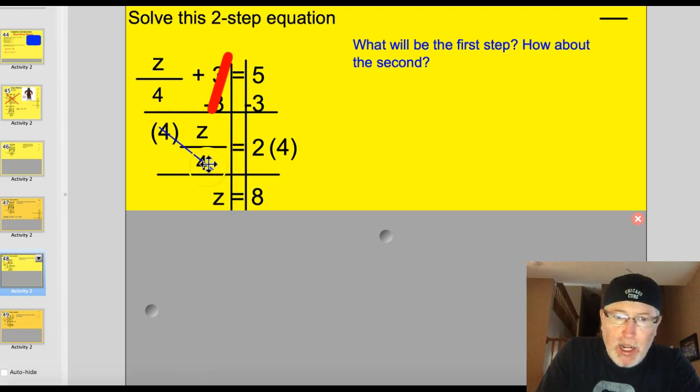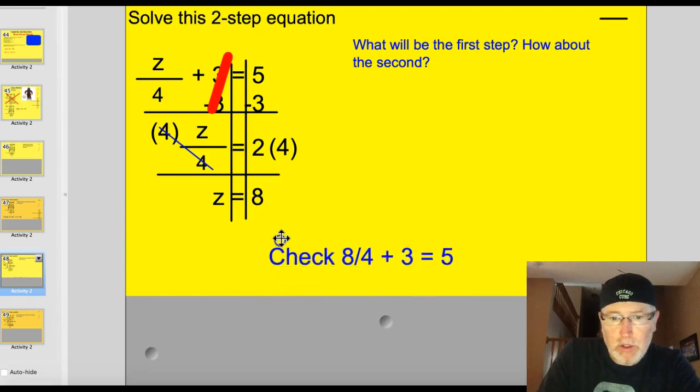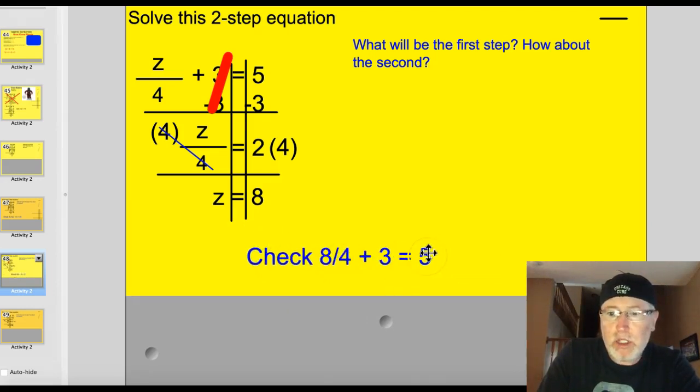How do you get rid of divided by 4? Again, we're always on this side trying to isolate the variable. We're going to multiply by 4. We've got multiply by 4 and divided by 4. These will cross off because this is really just 4 over 1. So the 4's cross off. And you're left with z, or 1z. That's isolated. 2 times 4 is 8. Let's pop it in and see if it works. 8 divided by 4 is 2. Plus 3 is 5.